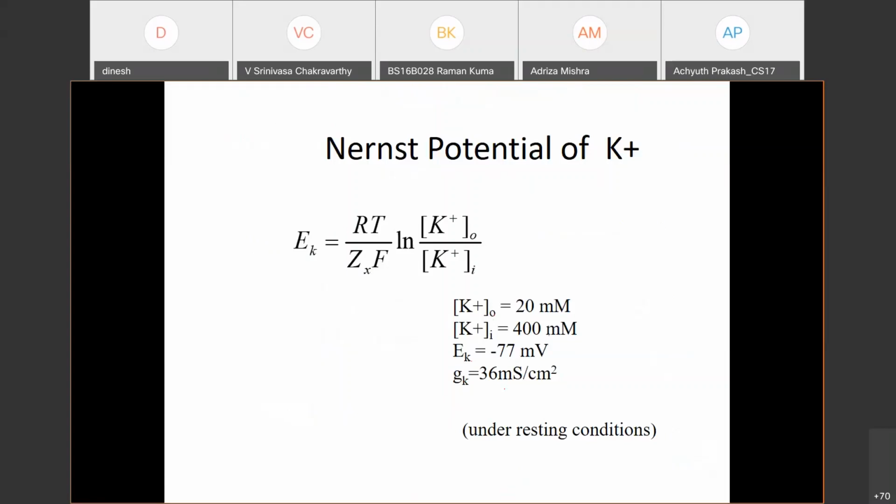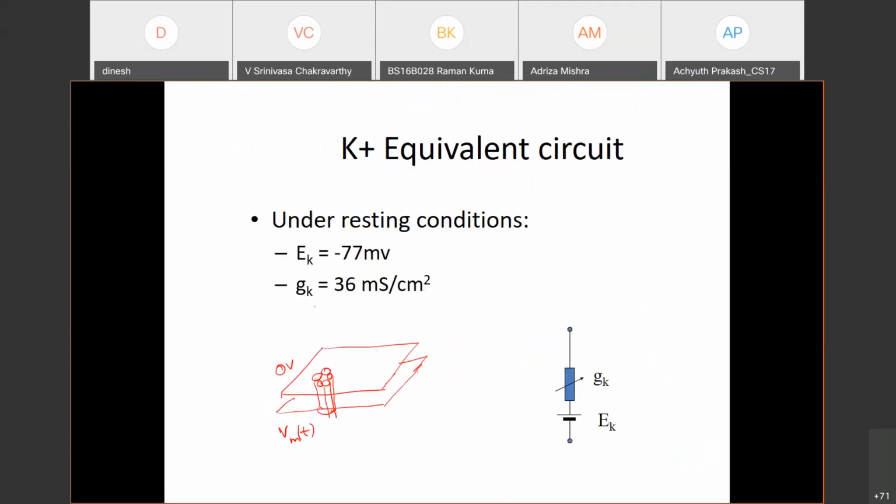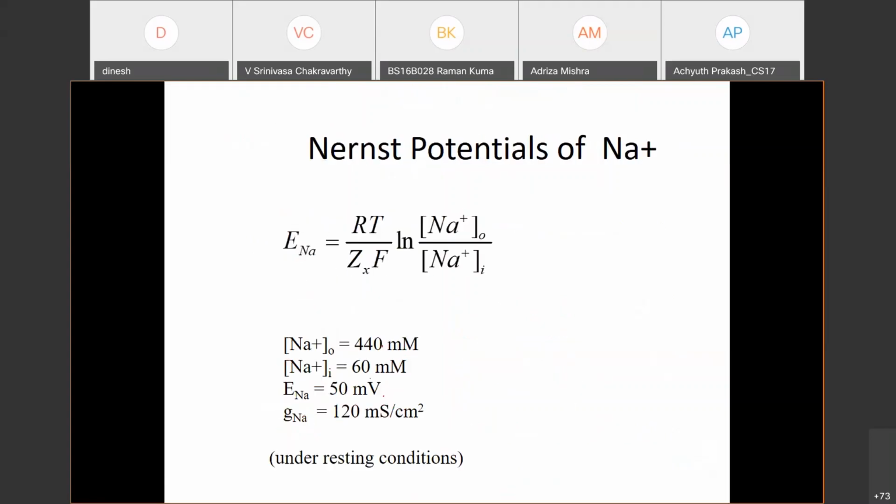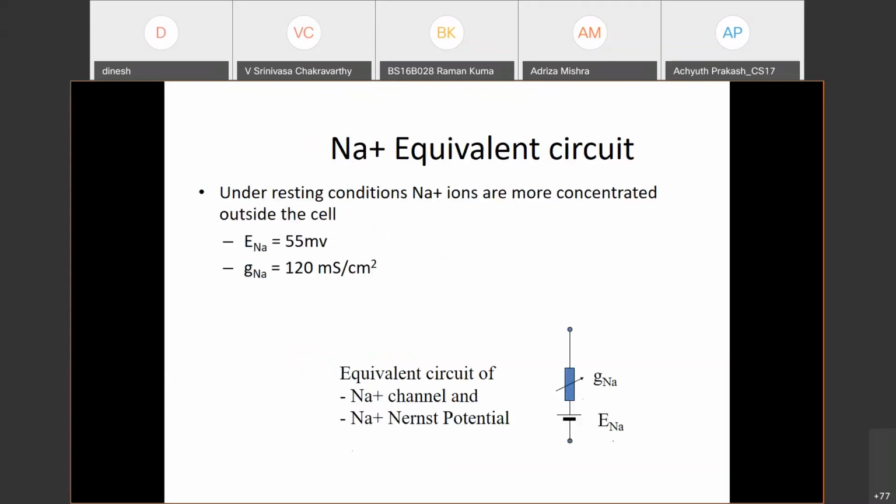So we said that for potassium, the Nernst potential is -77, and for sodium it is +50. If you have only sodium channels, and the standard distribution of concentrations between inside and outside for sodium, then you will have a Nernst potential of 50. And if you have only potassium channels, and the standard distribution of potassium between inside and outside, then you'll have -77. All the voltages are referred from inside to outside, but that's a convention.